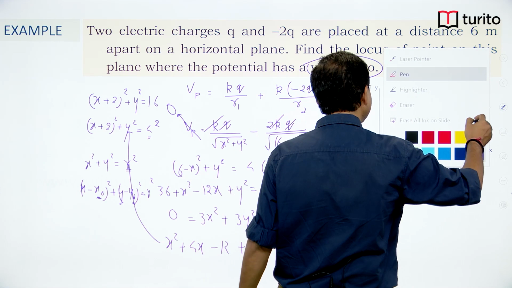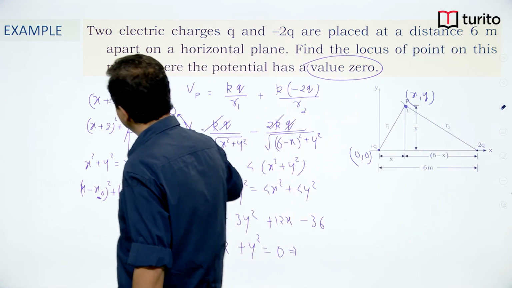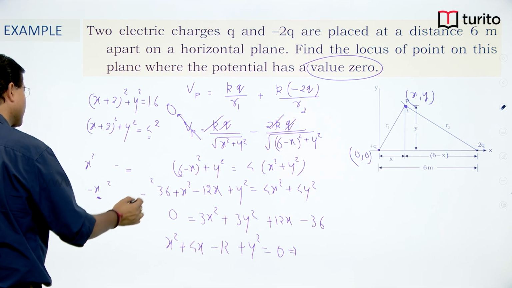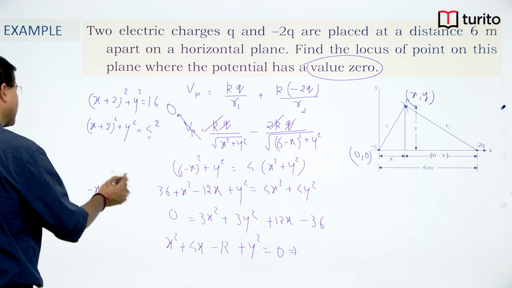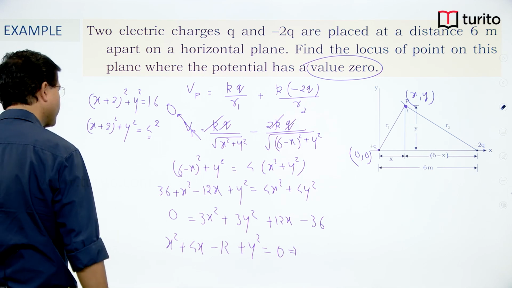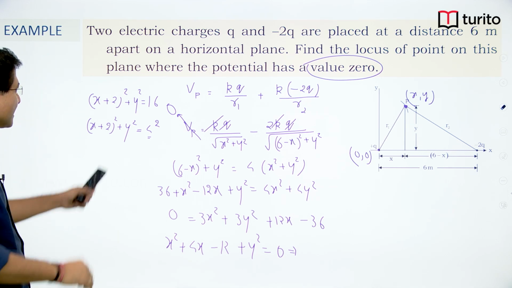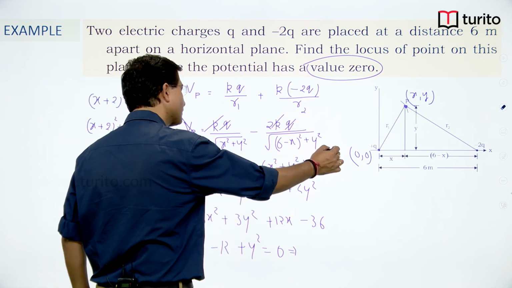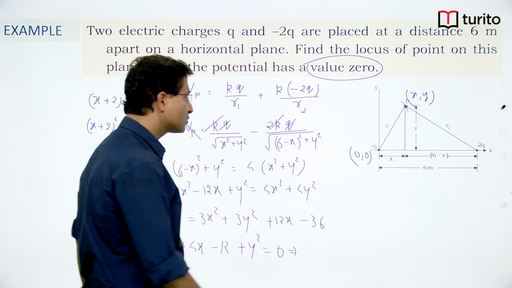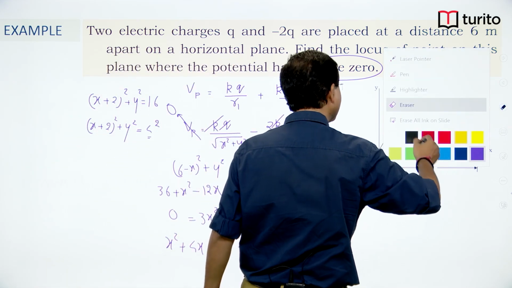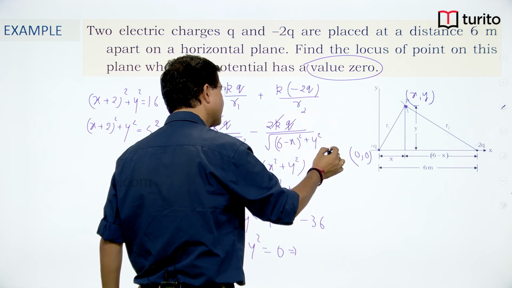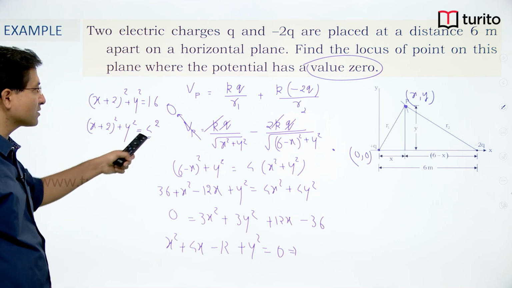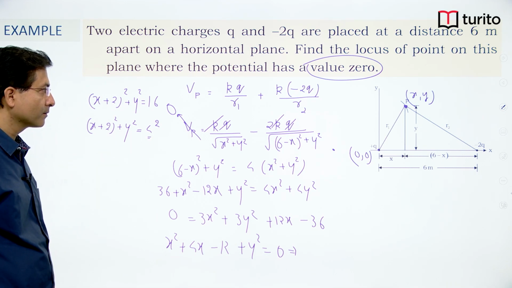So, the equipotential line on the xy plane will be a circle of radius 4 whose center is at minus 2. So, the center at minus 2 will be somewhere here. From minus 2 I have to draw a circle of radius 4, right.